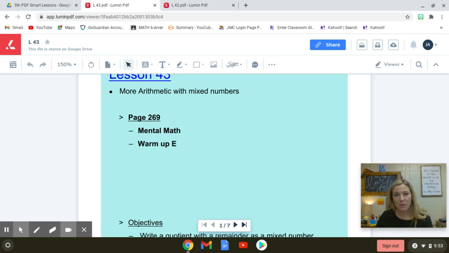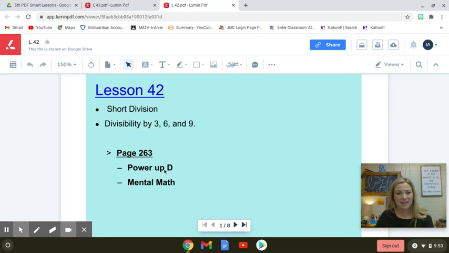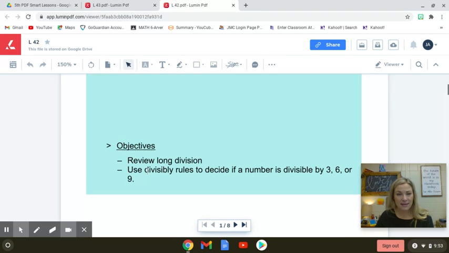Yesterday's lesson, or the last two lessons, we've talked about mixed numbers, where those come into play when you're working with quotients in word or story problems. We're just going to continue a little bit of work with those. So let's take a look here. Our learning targets for this lesson: review long division, and then just using these divisibility rules to decide if a number is divisible by 3, 6, or 9.